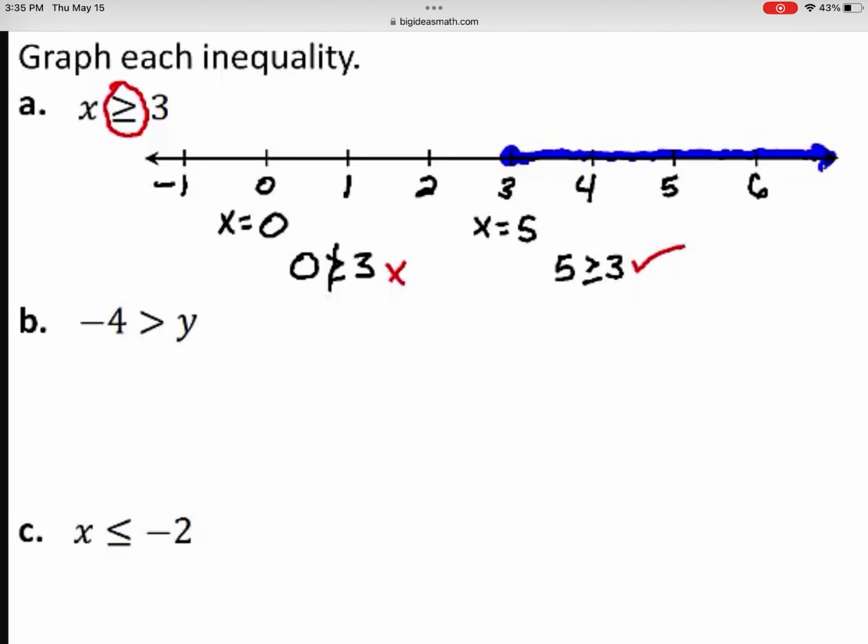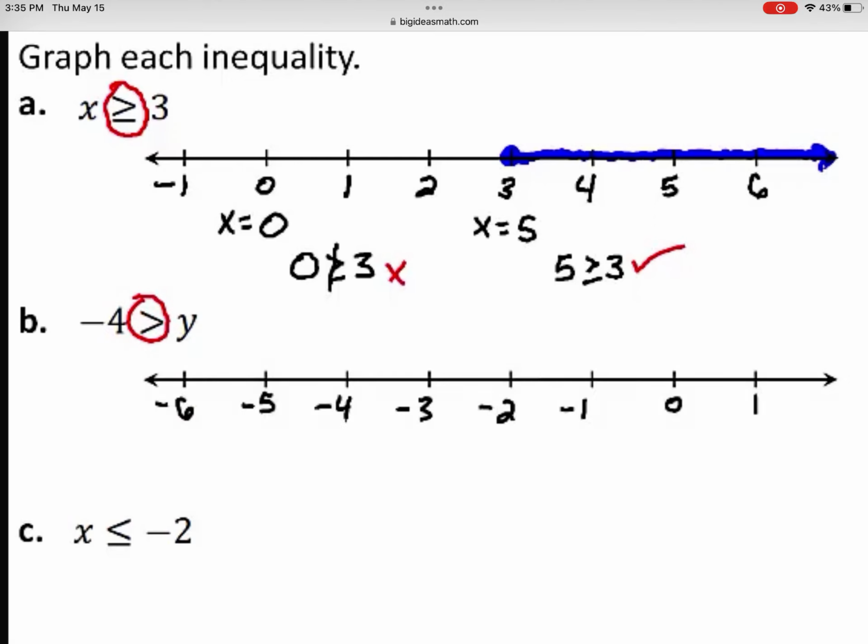Part B. -4 is greater than y. Because the inequality symbol does not include equal to, -4 is not a solution. So draw an open circle at -4 on a number line. Now you want to test a number to the left of -4 on the number line, such as y equals -5. To test y equals -5, substitute -5 for y in the inequality. Because -4 is greater than -5 is a true statement, y equals -5 is a solution.